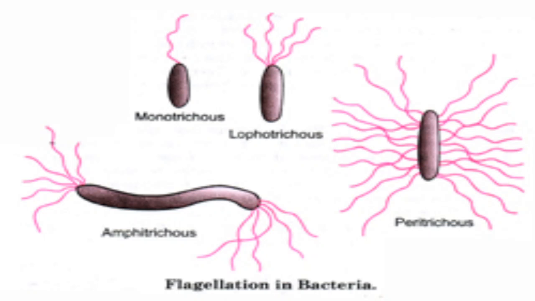Then, when there is a tuft of flagella, we call it lophotrichous. And when these tufts of flagella are present on both ends of the bacterium, we call it amphitrichous. And then when we have flagella all over the body of the bacterium, we call it peritrichous bacteria. So this particular type of bacterial flagellation results in the tumbling movement of the bacteria.